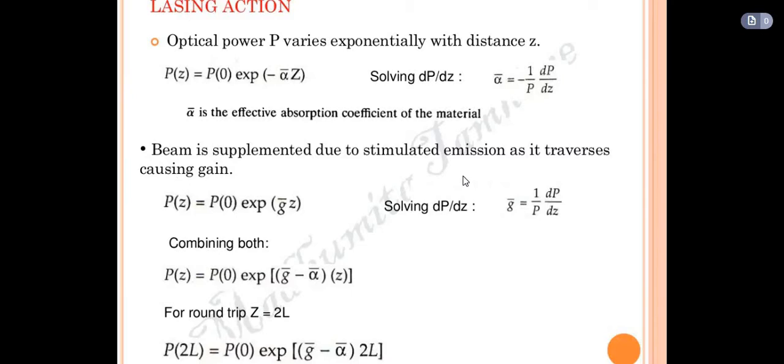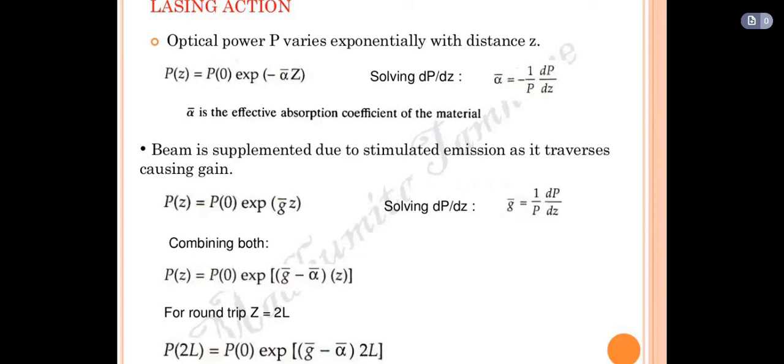that can cause a gain, right? As we talk about the gain, one end needs to be gained, the other end needs to be lost. So how do we get that gain? P of Z can be obtained by using the same formula, P of 0 exponential G bar of Z. We are using some other factor. Here is the positive, here is the negative.